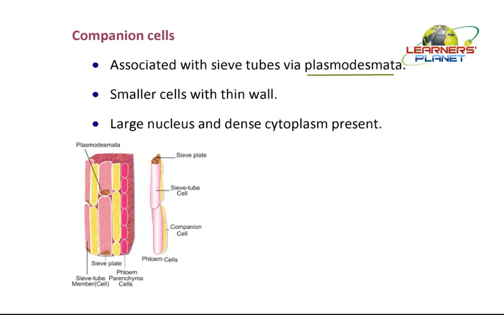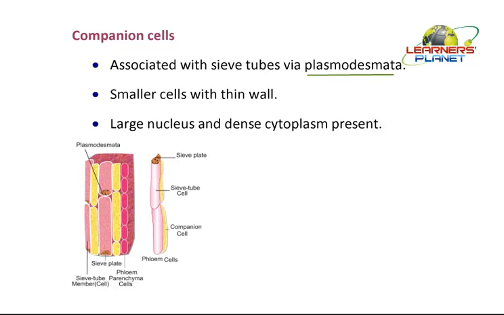These are the pores present in between the cell walls, but we are not calling them pits. Why? Because the pits were present in the case of xylem tissue, and that was basically a lignified cell wall. Here there is no lignification, so we can directly call these pores plasmodesmata.